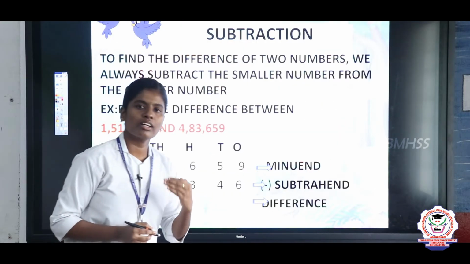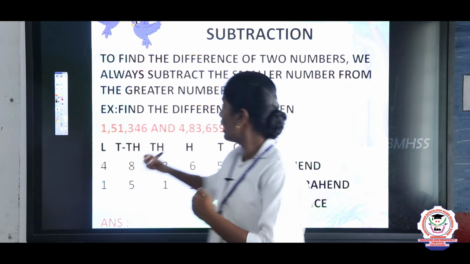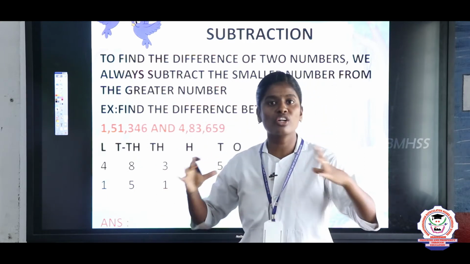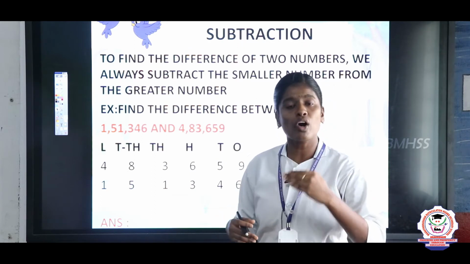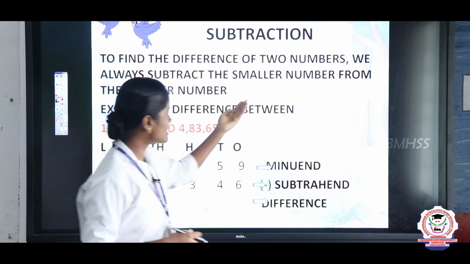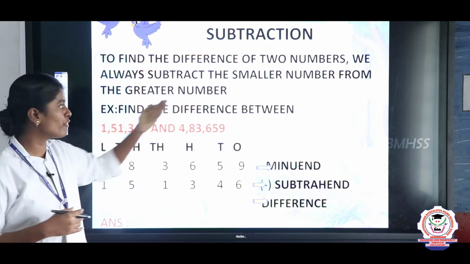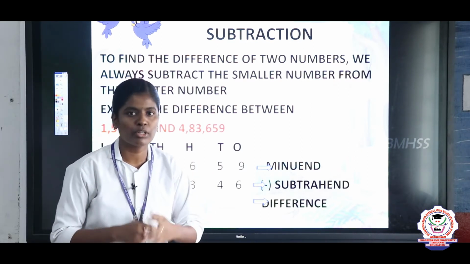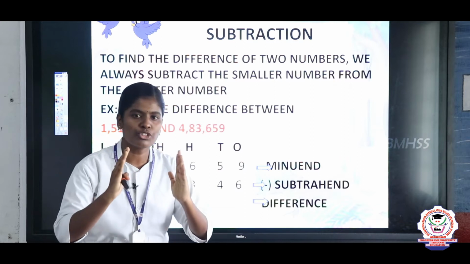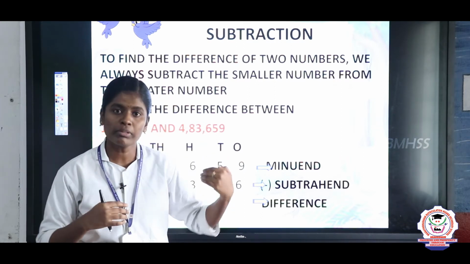So next I will explain subtraction with larger numbers. Listen, to find the difference of 2 numbers, we always subtract the smaller number from the greater number. So while subtracting, first you should subtract the smaller number from the greater number.